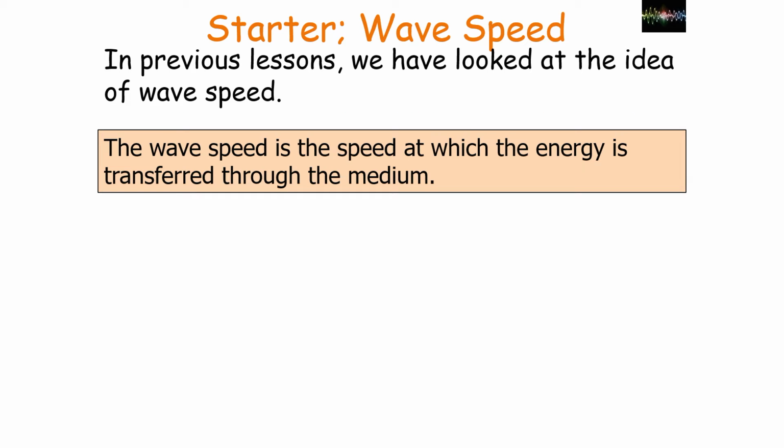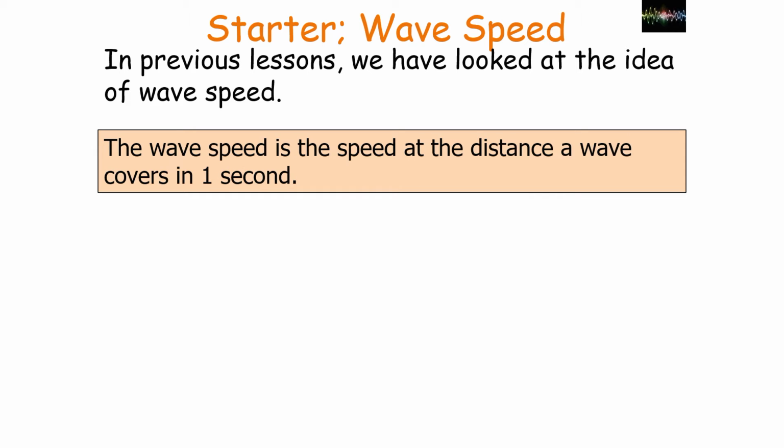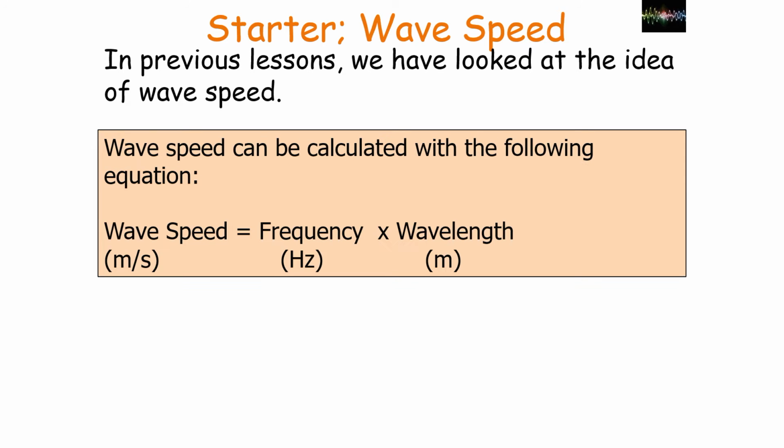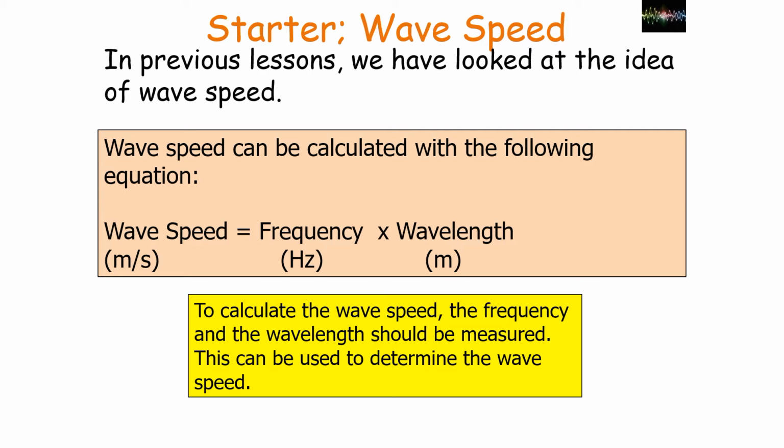In previous lessons we've looked at the idea of wave speed. Wave speed is the speed at which the energy is transferred through a medium. It's the distance a wave covers in 1 second, and we can calculate wave speed with the following equation. Wave speed in meters per second is equal to frequency in hertz times wavelength in meters.